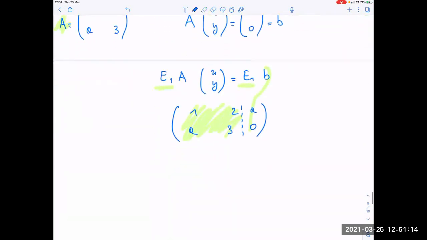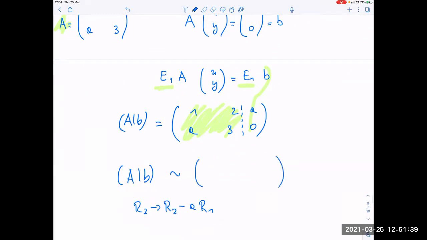Okay, so now look at this matrix. Usually it's called AB. And what is it row equivalent to? Well, I can do row 2 goes into row 2 minus A times row 1. Note that there is no harm in using A equals 0 here. So we can actually do that. So 1, 2, A. Then I multiply the first row by A. I get A minus A, which is 0. I get 3 minus 2A.